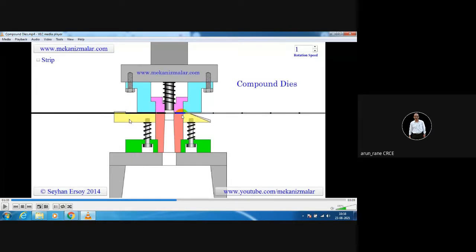In decoilers and coilers, they help for feeding the strip. So this is a compound die, this is a piercing punch, this is the piercing die, this is your blanking punch and this is your blanking die. Okay.